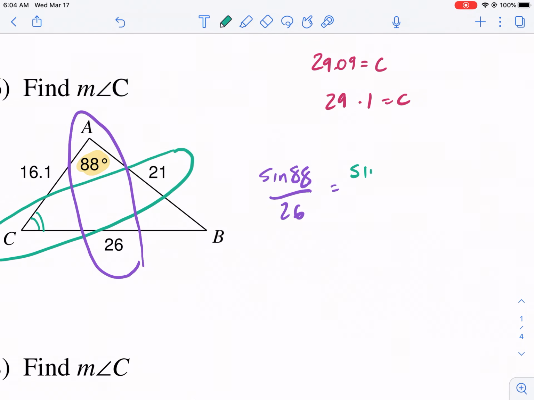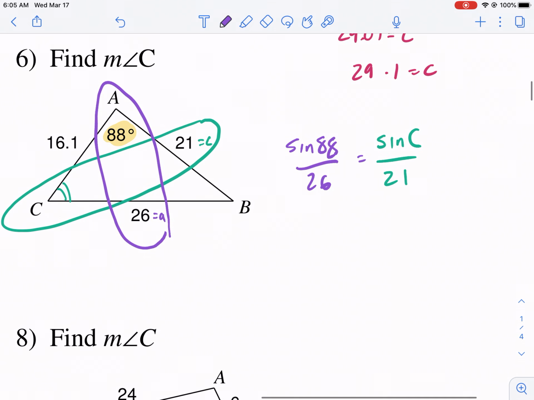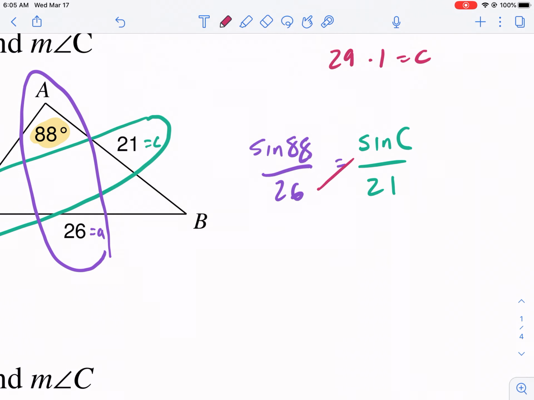We don't know what that is, and we know it's over 21. That's equal to C. This is equal to A. We don't use B because, number one, we're not looking for it, and number two, because we don't have a given both the angle and the side. Cross multiply from here. We get sine 88 times 21 equals 26 times sine C.